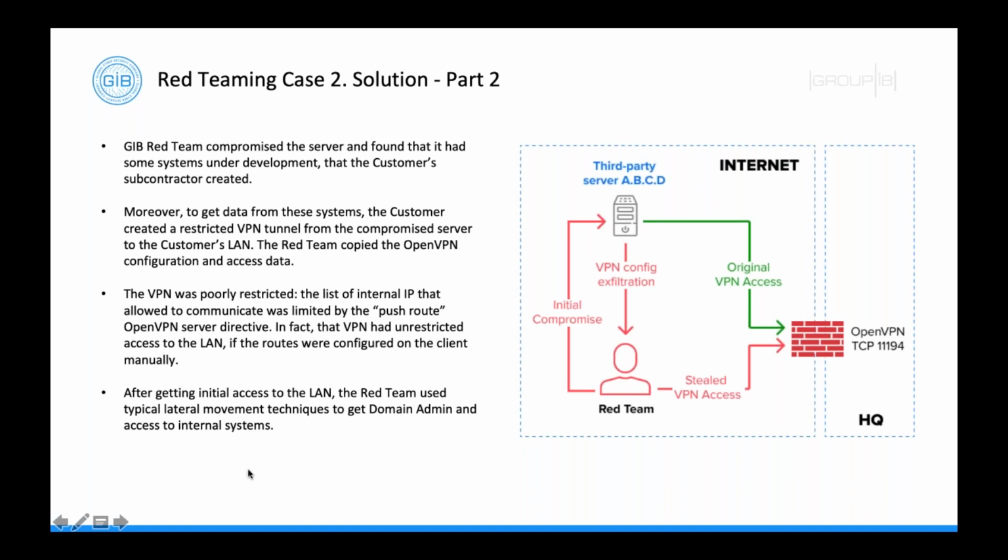After the red team gained access to the local area network, the red team used typical lateral movement techniques to then obtain domain administration rights and access different internal financial systems within this particular retail client and achieve their objective. So that was a pretty interesting case for us, using many different elements during the reconnaissance phase and identifying interesting elements to gain access to the bank's network.